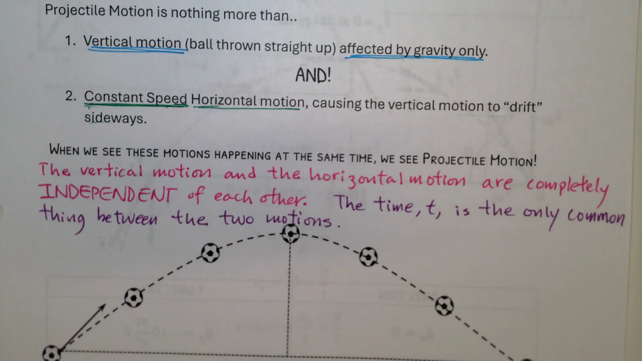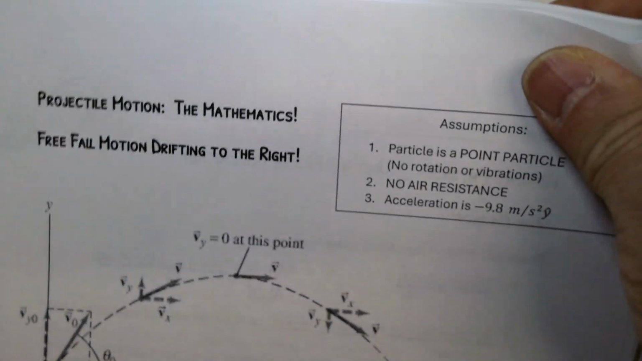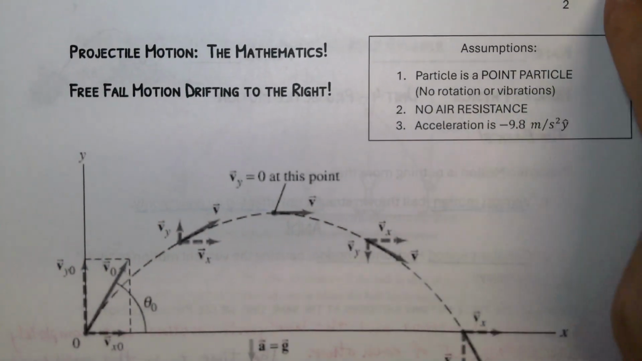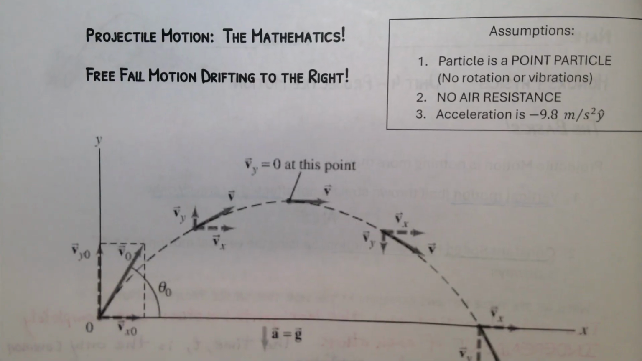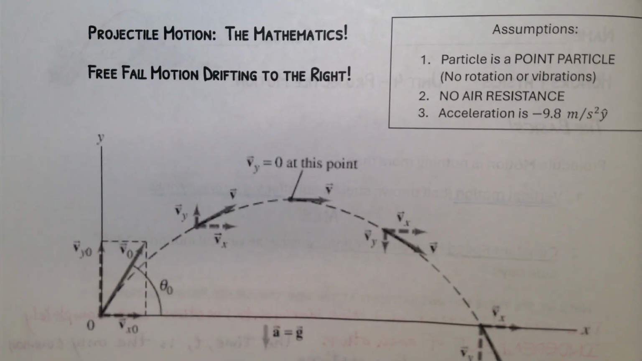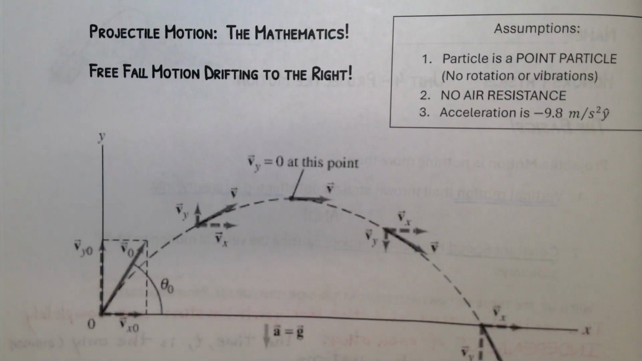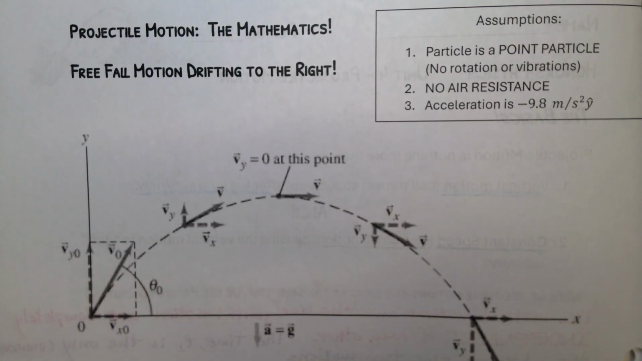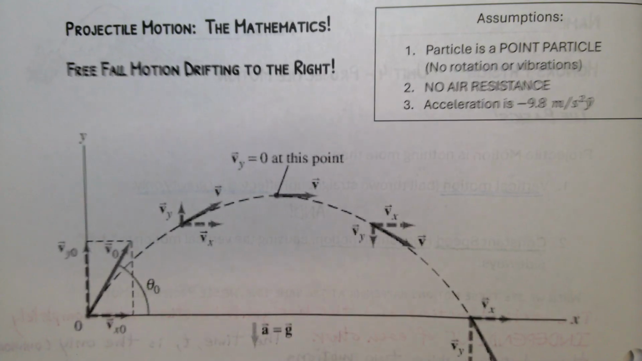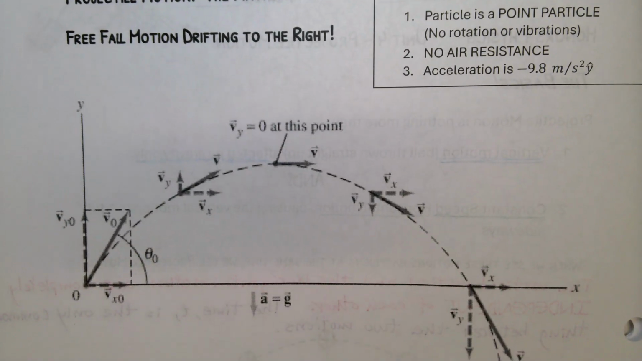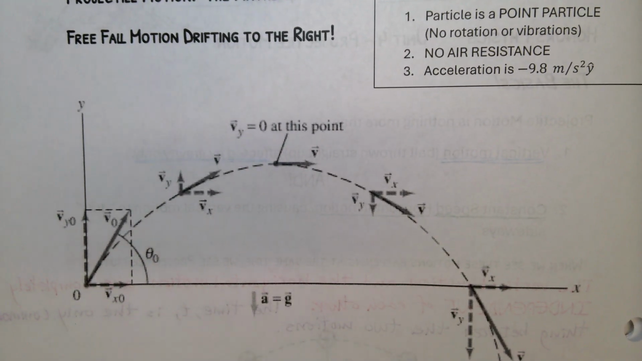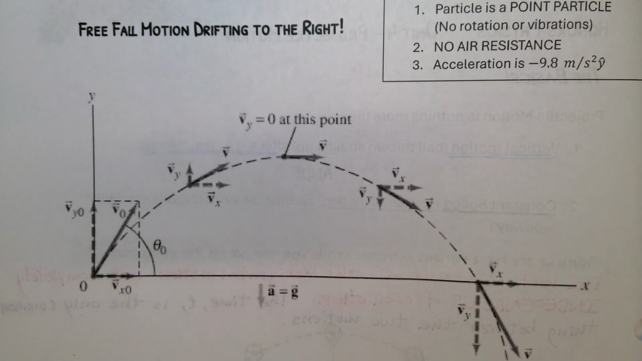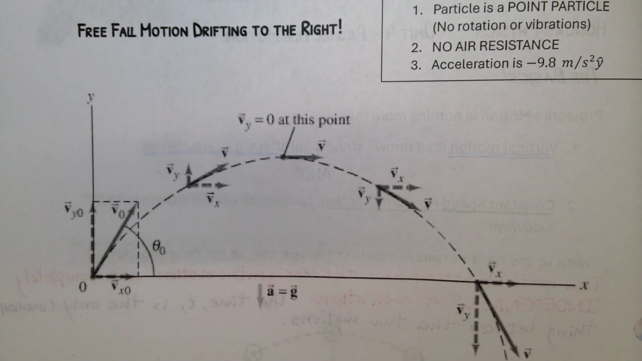Okay? All right. So if we were to look at this a little bit more mathematically, I can see that this projectile motion is basically the same thing as the free fall motion, but sort of drifting to the right.